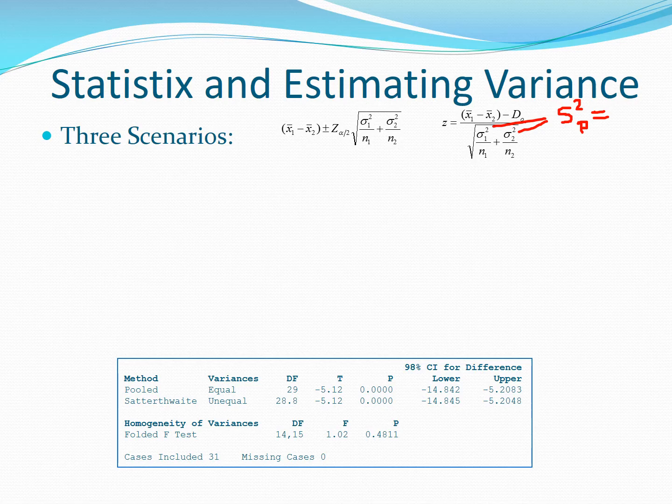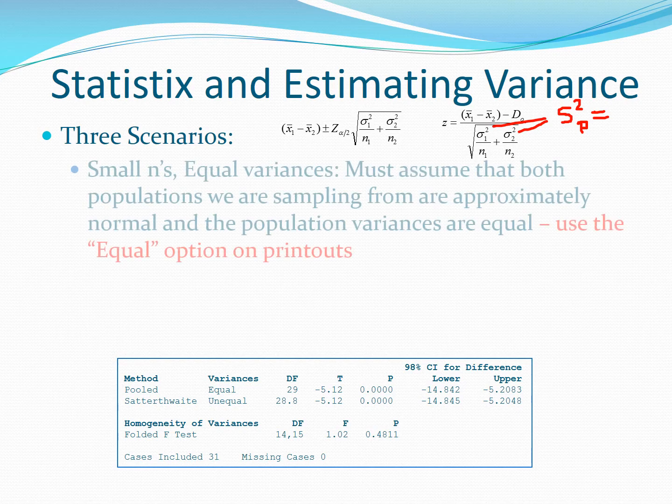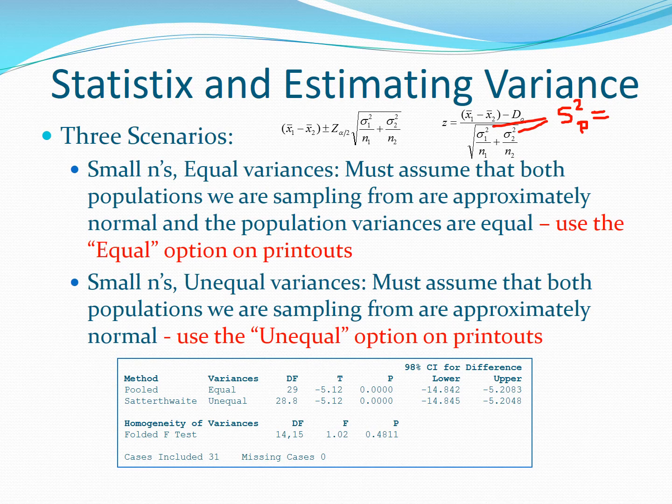Options. Ugly word, options. If the population variances are equal, it makes sense to do that. So first scenario, you have large n's. That's really easy. We're just going to use the unequal row. Small n's, if the population variances are equal, we're going to assume that we're sampling from normal or approximately normal populations. Why? Because we have small n's.